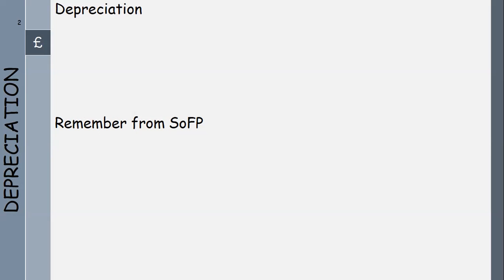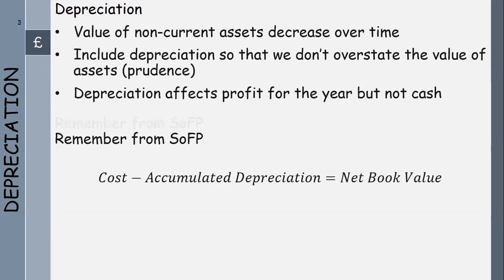The reason we do this is because if we have a non-current asset like a vehicle for 5 years, it's obviously going to be worth less than it was when we bought it. But if you treat it as the same initial value, then you're going to be overstating your assets. It's going to look like you've got more assets than you actually have, which is against prudence. So the value of non-current assets decreases over time, and we include depreciation so we don't overstate the value of assets.